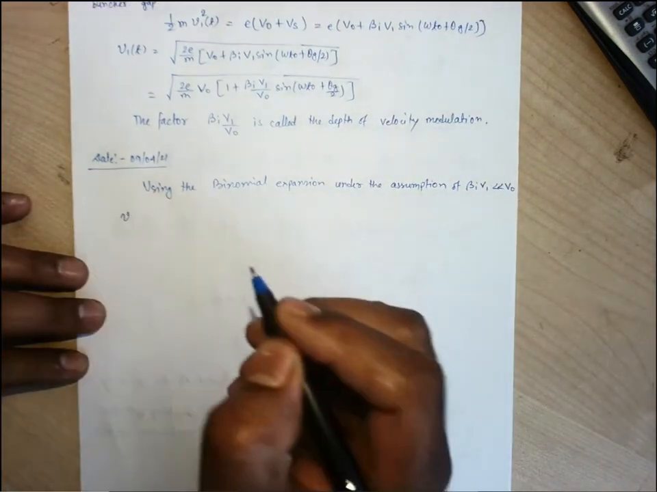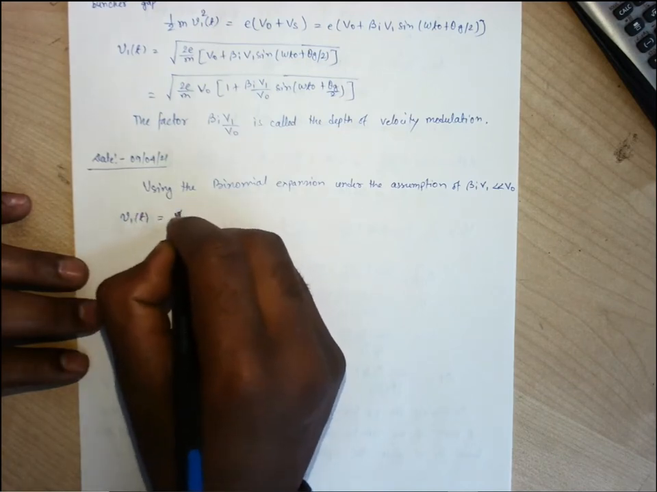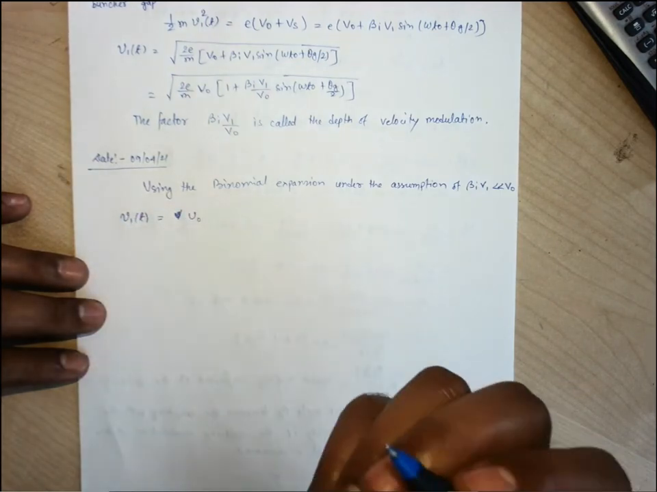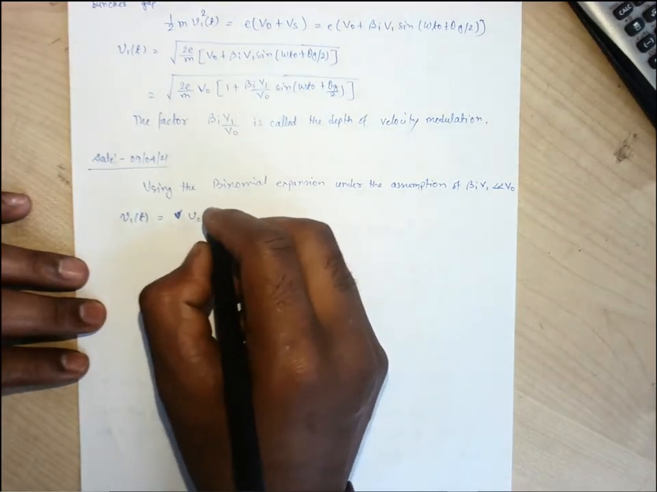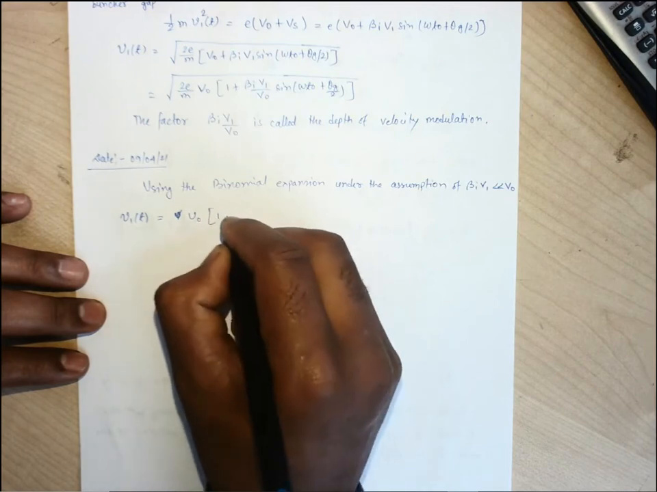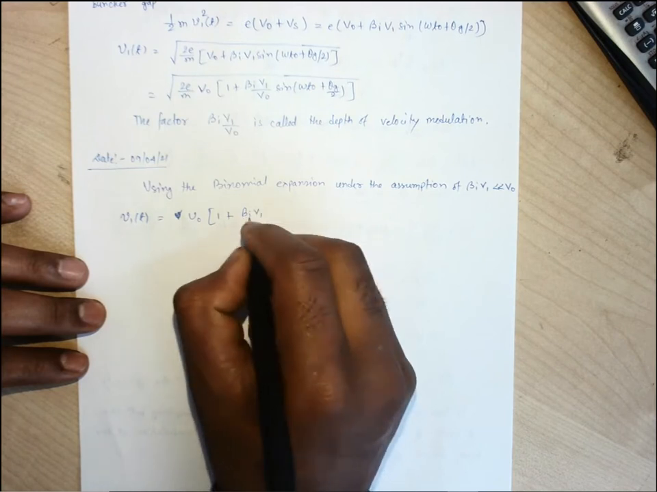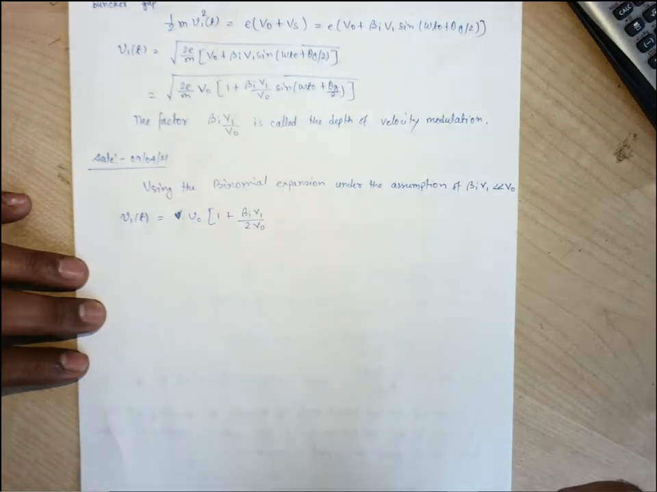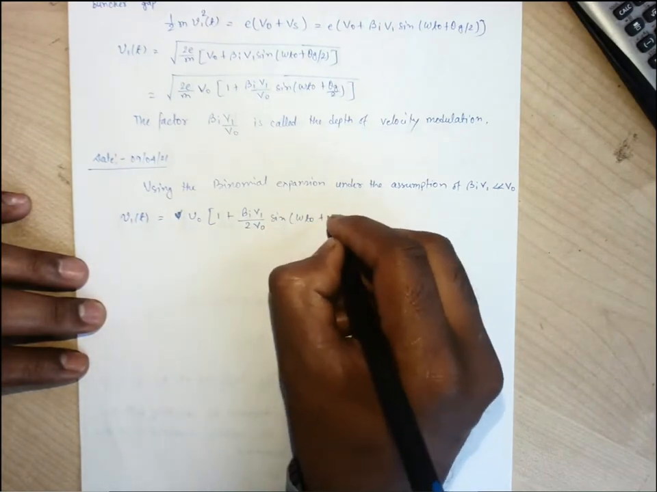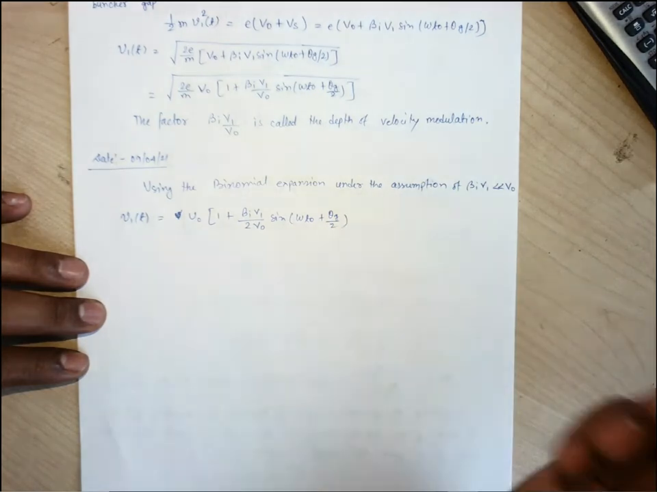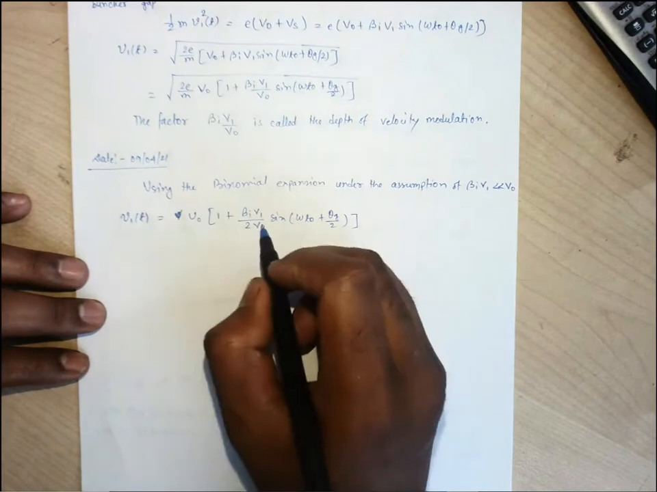So what is this exit velocity Vt1? It can be written as V0 times 1 plus beta I V1 by twice V0 times sine of omega t naught plus theta g by 2. This is the equation of the velocity modulation.